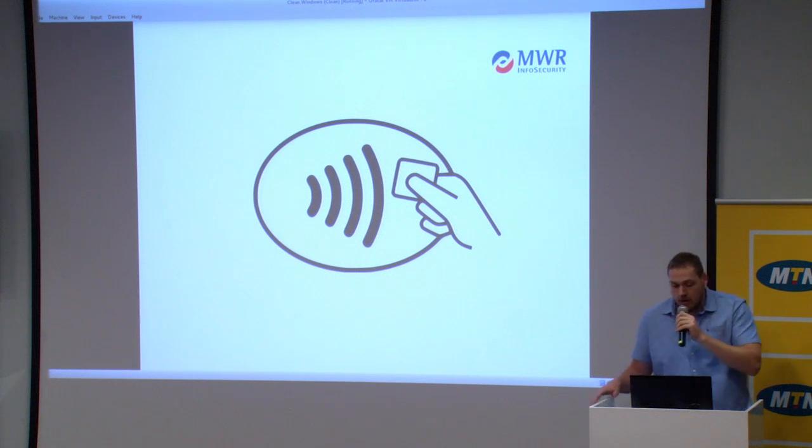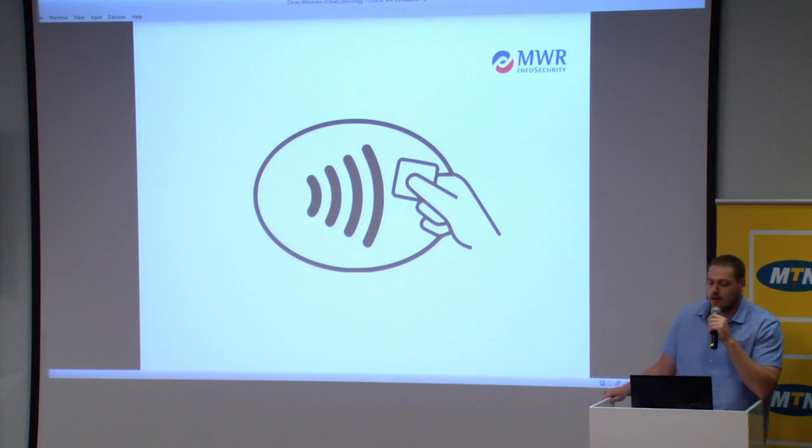So I guess most of you have seen this symbol before. It's the newer contactless payment symbol. So basically you just take your card and you tap for something, and then you pay for it immediately without even entering a PIN. So we can see that this is a very convenience-driven payment implementation.